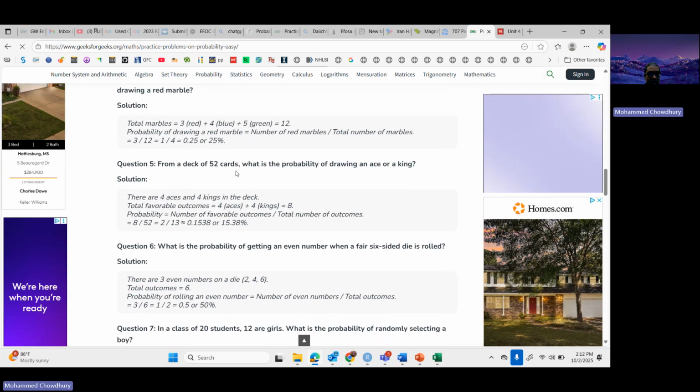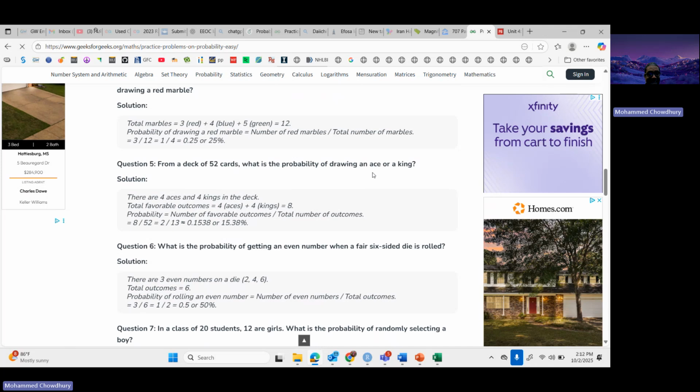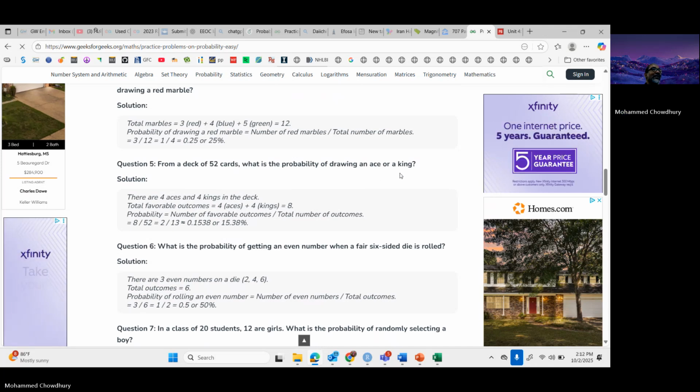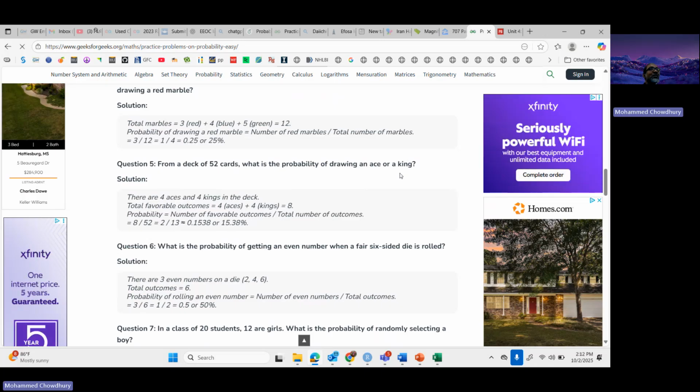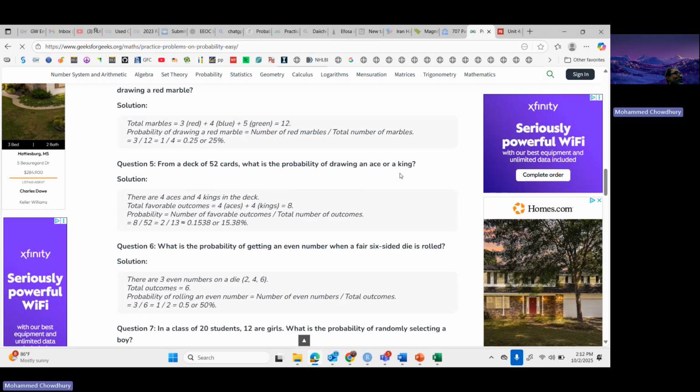From a deck of 52 cards, what is the probability of drawing an ace or a king? So she has a problem with the card one. Other people, you are okay, right? So there are 4 kings, 4 aces. It's 4 of each. There are 13 types, each of them is 4.